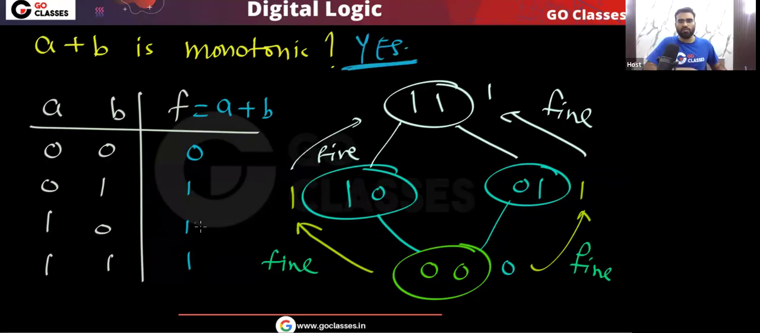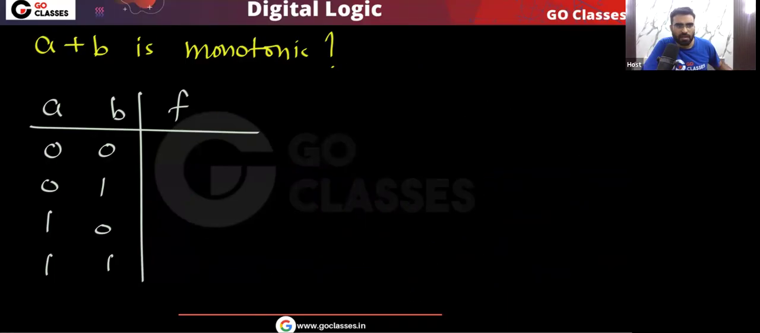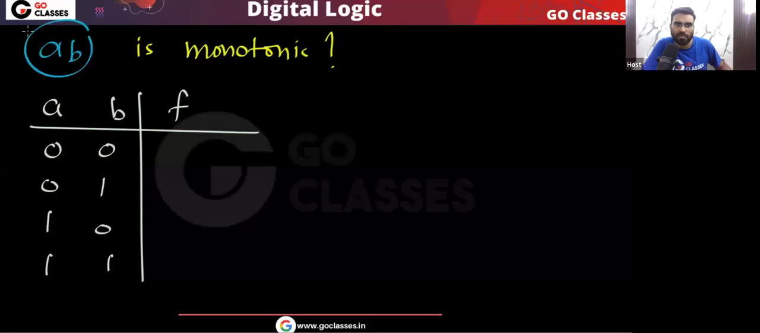Did you understand? Let me know. Is this clear? See, this is very simple. It is not complicated. What about A and B? What about AB? Is this monotonic? This is your truth table for AB. Now tell me, is this monotonic?